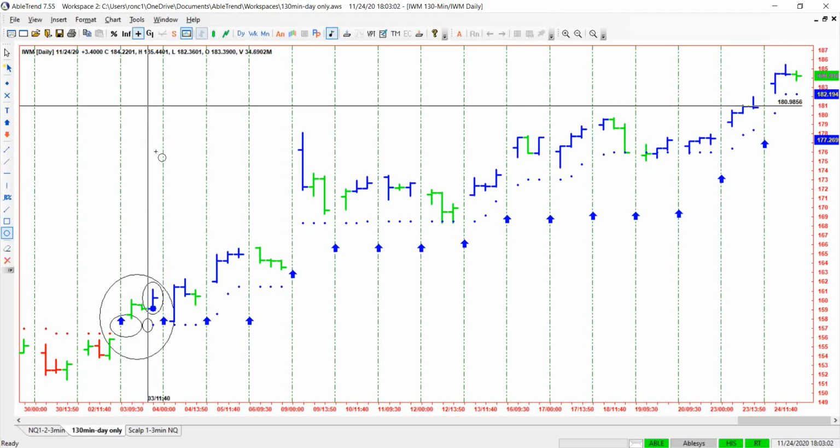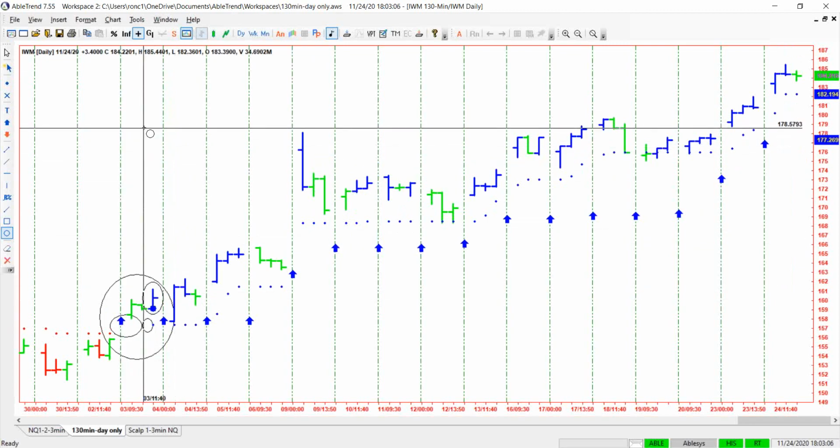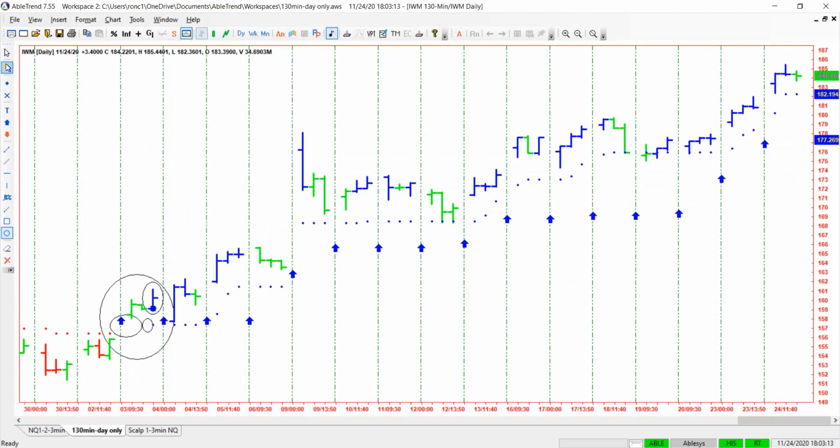So anybody with Able trend back a couple of weeks. Oh, by the way, in between the black lines is 1 day. So you get 3 price bars per day. 1, 2, 3. 1, 2, 3. 1, 2, 3. This is today. 1, 2, 3. Because you get a signal every 2 hours and 10 minutes. The reason I came up with 130 minutes is it's exactly 1/3 of the day.